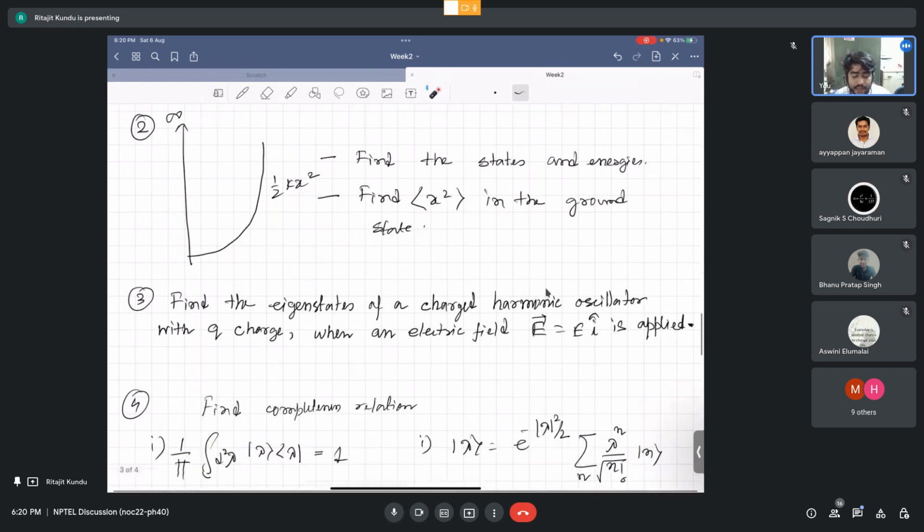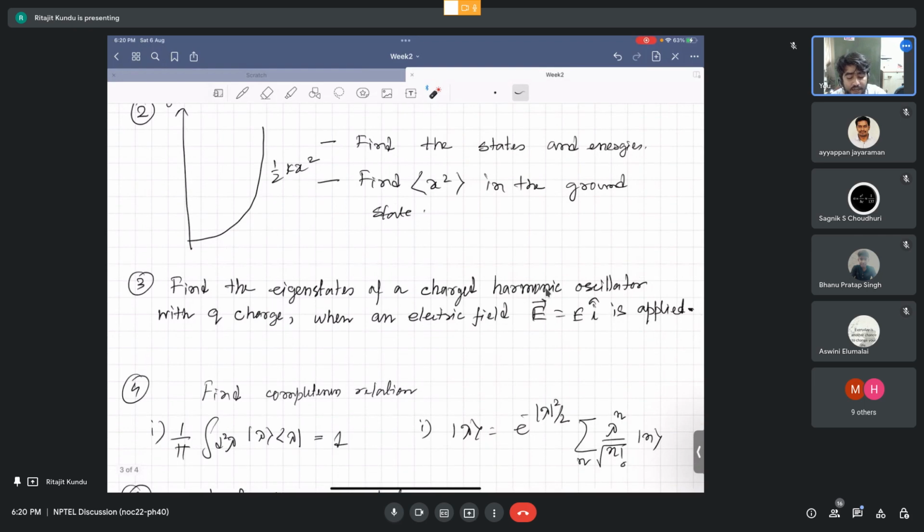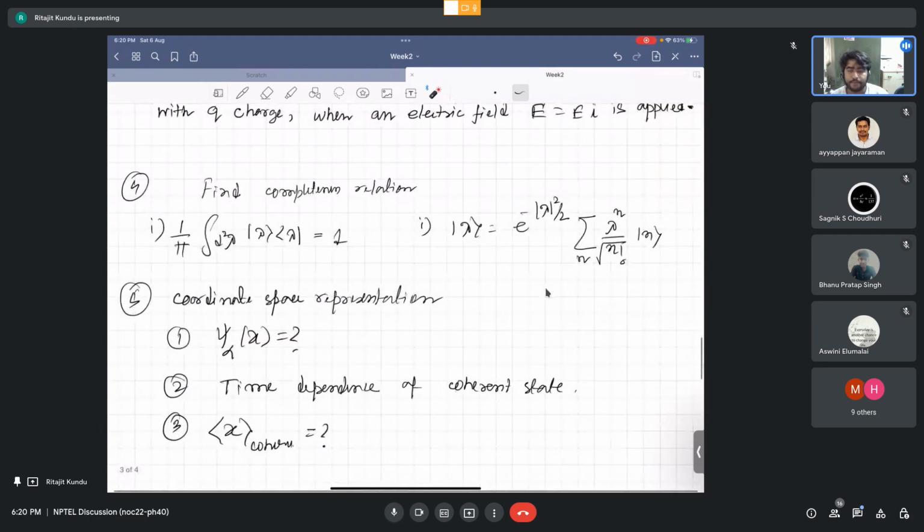We'll then have a look at a charged harmonic oscillator. That means my particle in this half m omega square x square well has a charge q, and I am adding an electric field. How do the states look, and how do they change? How do I calculate them? Then after those things I'll be doing some problems about coherent states.